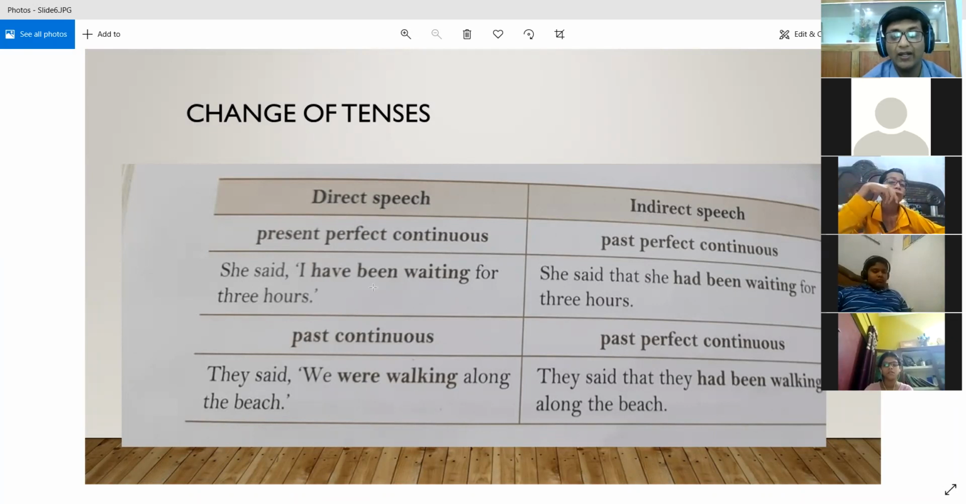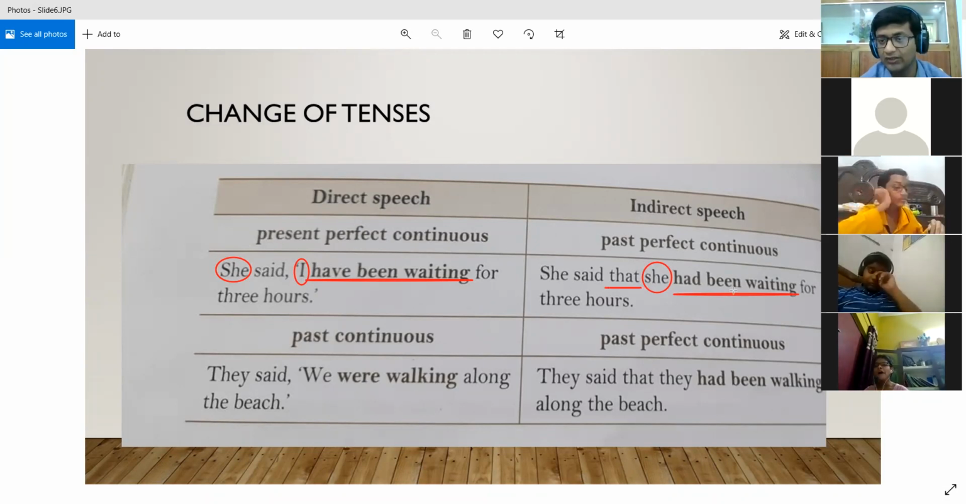She said, "I have been waiting for 3 hours." So this is present perfect continuous. Have been waiting, how is it changing? It is changing into past perfect continuous and becoming had been waiting. Then you can see that she is the subject of the reporting verb said, and I is the first person pronoun that is present. So this I has changed into she. She said that she had been waiting. And that has been used as the conjunction. Then you can see present perfect continuous changing into past perfect continuous.